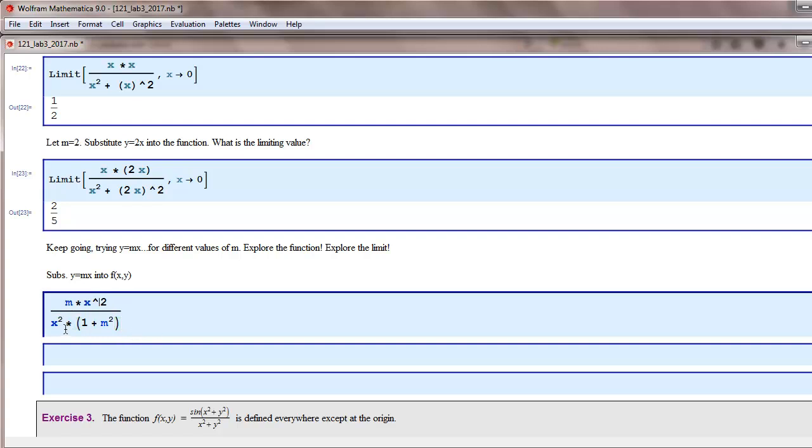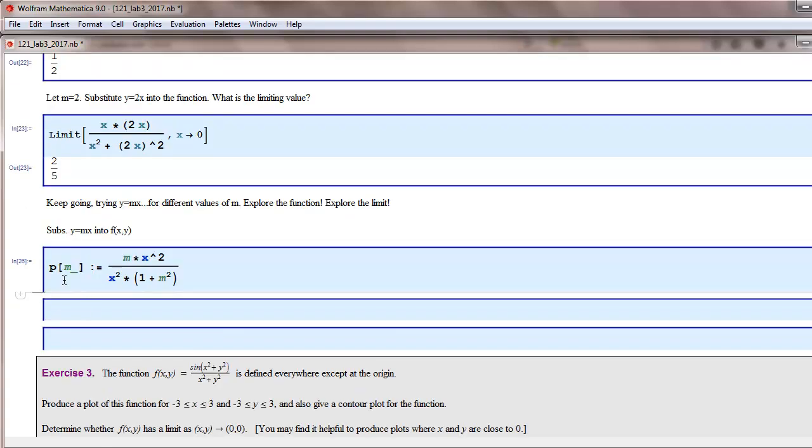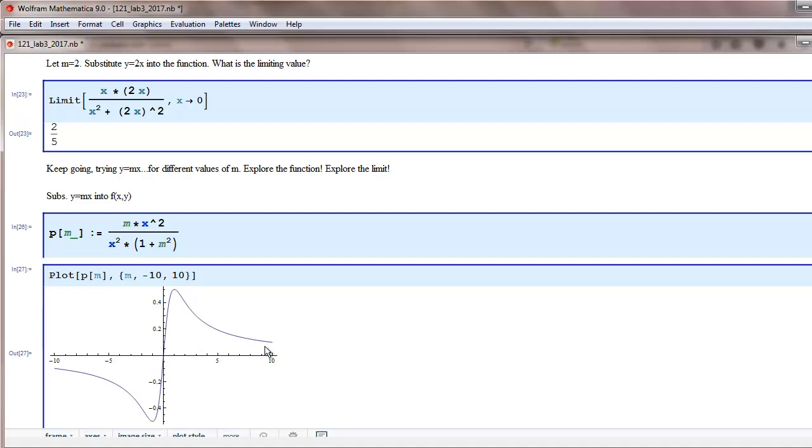Let's define this as a function of m. Shift enter. Notice that the variable is in green. It's our m value. So this is a function of m. And now let's plot. And we're going to do this as a function of m as m goes from -10 to 10. So these are the sorts of limit values we could get.